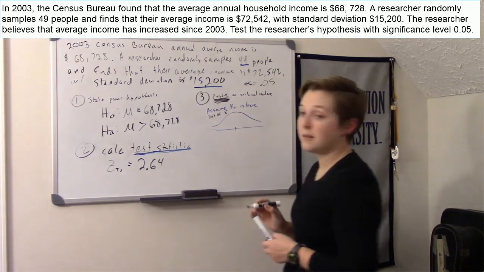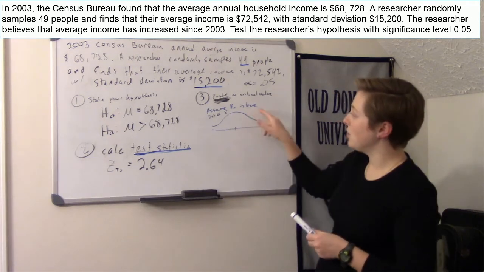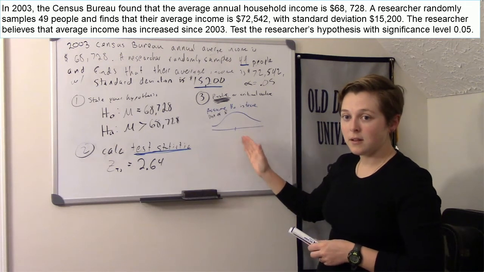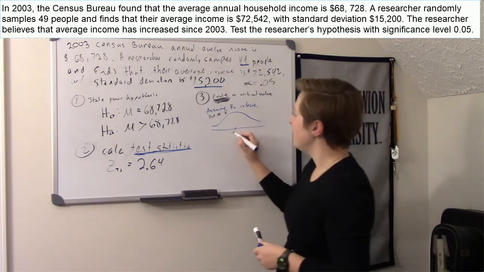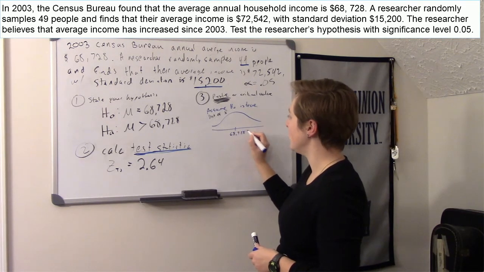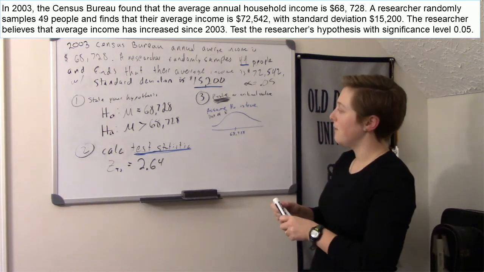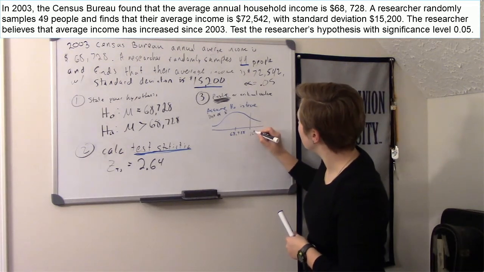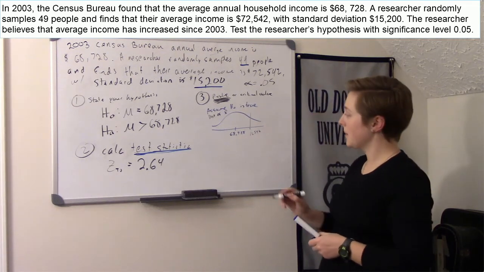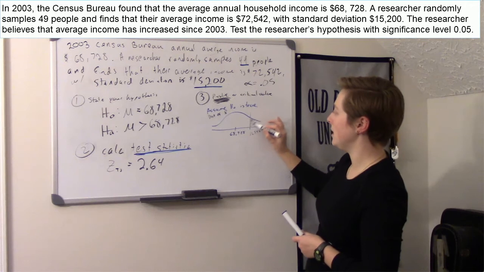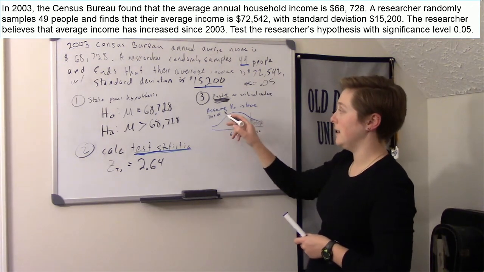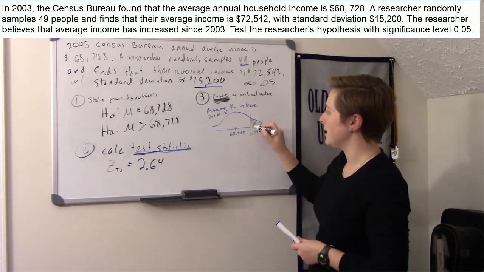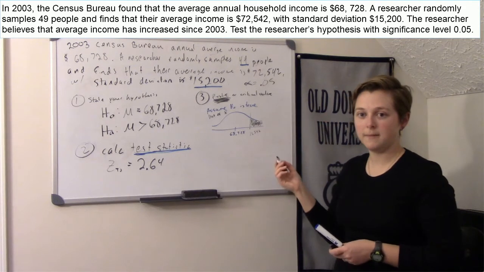So this is the distribution of the sample mean, x bar. And if the null is true, then in the center of that is 68,728. Our observed value was up here at 72,542. So what is a p-value? It's the probability of observing a sample mean that's this extreme or more extreme. So I basically need to figure out what this area is. That's what I'm trying to do.